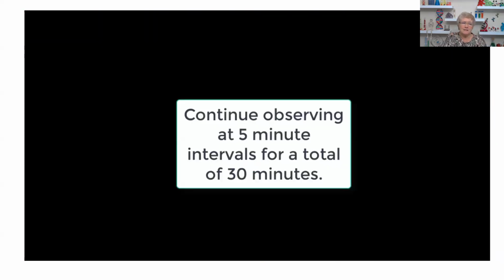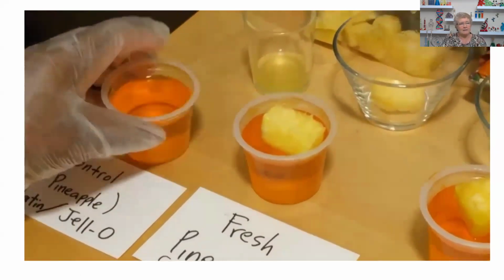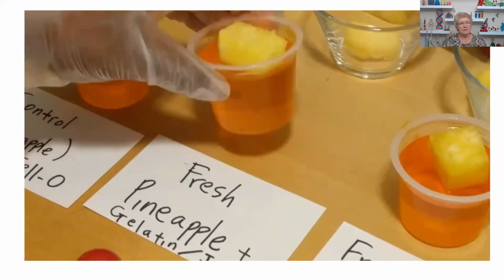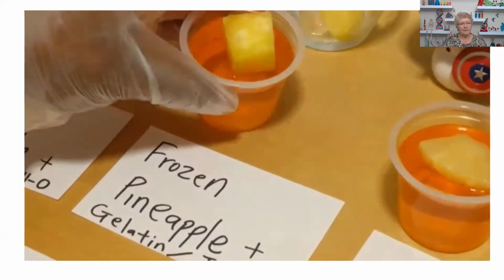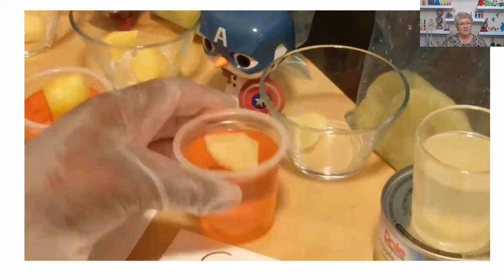After 30 minutes, continuing to observe every 5, we can see that the control is still firm. The fresh is sliding around. The frozen is next, and it's pretty firm, and so is the canned. All right, so Bethany, the canned sunk the most, then the fresh. That's interesting that the canned sunk the most. So that's a little outside what we would expect. So we'll talk about that in a second.